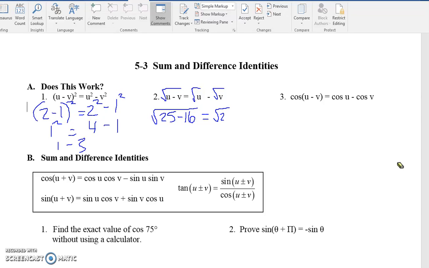And according to this rule, this, oops, that's not what I wanted to do. Let's see, can I do undo? There we go. Okay, that's what I wanted.